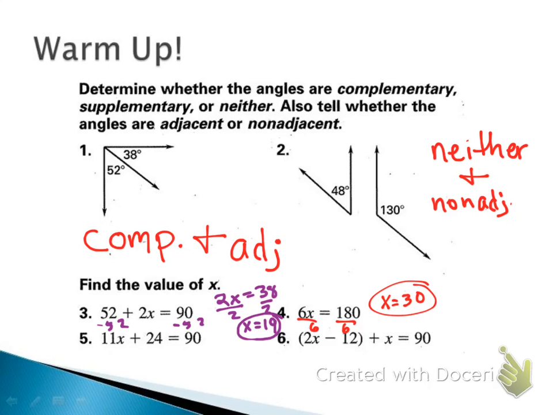Alright, number 5, what do you think? Subtract 24. So you get 11x equals... 66, good. And then divide both sides by that 11, and what do you get for x? 6, very good.